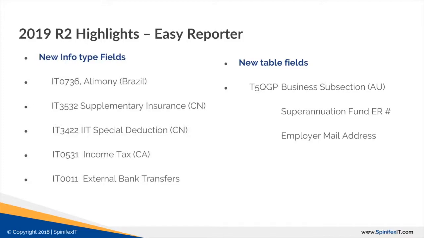Continuing with the list of new infotype fields, we've also added fields from the following: Infotype 736 alimony for Brazil, several for China, Infotypes 3532, 34, 22, and Infotype 531, plus Infotype 11 external bank transfers. This release also includes the ability to report additional fields from the Australian table for business subsections, which is table T5QGP.